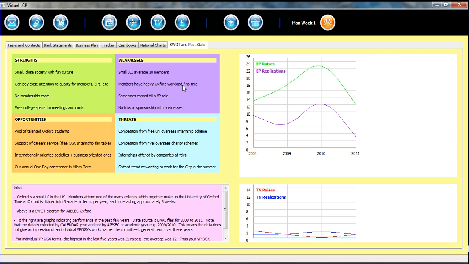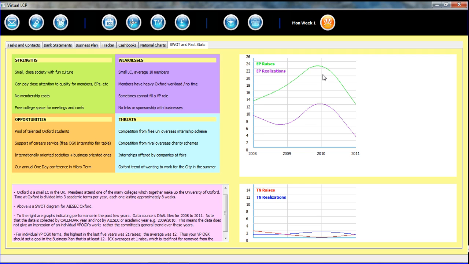Right. Okay, so these are just some statistics of past EP raises. So there's been a maximum of about 23 realisations there. TN, that's a lot of LCs in UK only raise about 1 or 2, so 0 this year. That year, 2010. So we'd be able to raise at least 1 TN, but 2 would be pretty good. Even more would be brilliant. Right. So now, what's our first task?